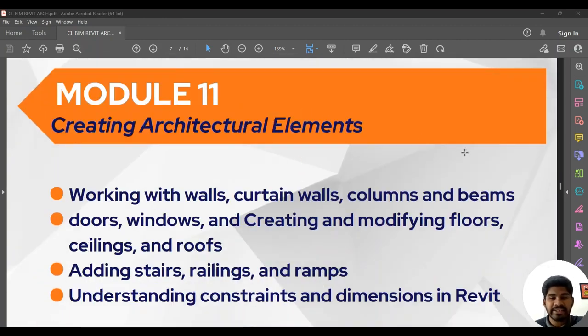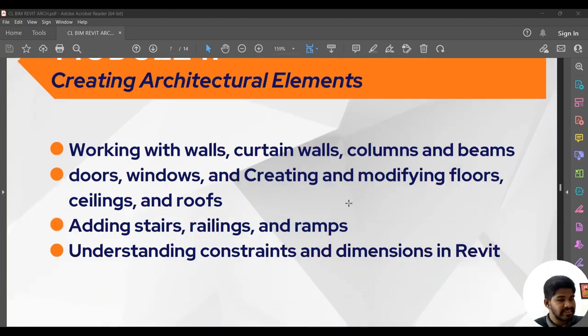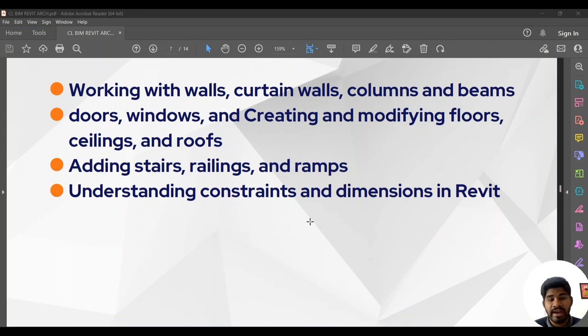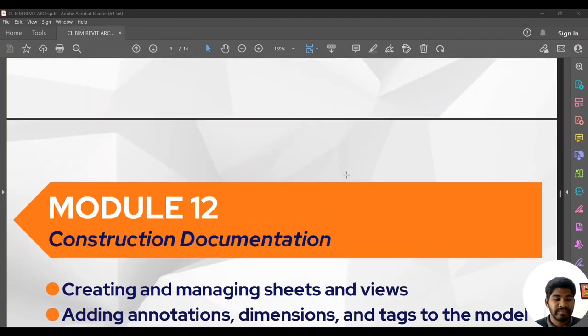Then creating architectural elements. You know what the architectural elements are, right? We will be able to create each and everything inside Revit. I will be teaching that, from walls, curtain walls, columns, beams, doors, windows, and creating and modifying floors, ceilings, and roofs. Then staircases, sliding ramps, and understanding how Revit is working and how the Revit interface is acting for us and how Revit is understanding our commands, everything.